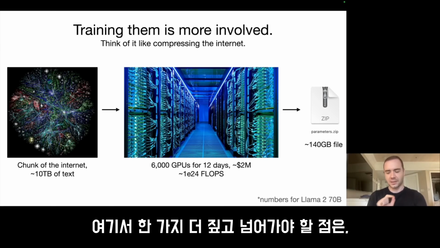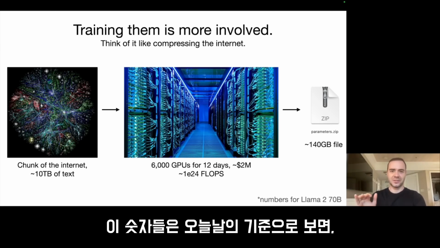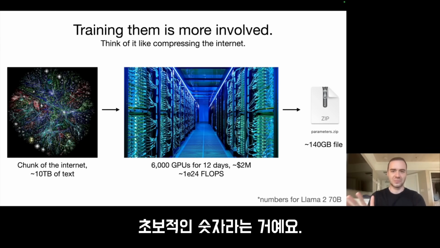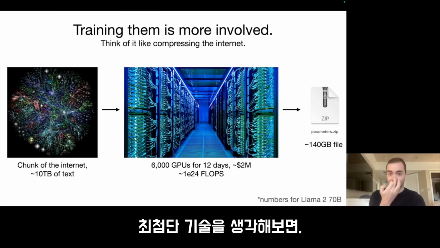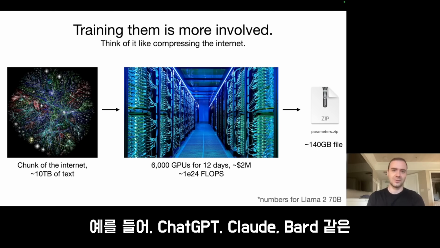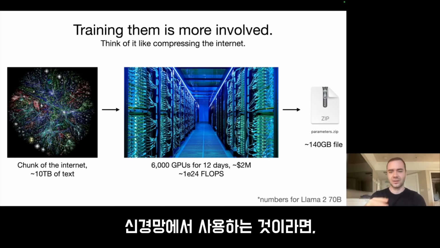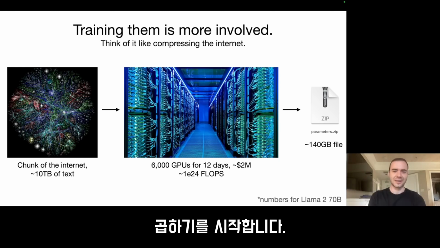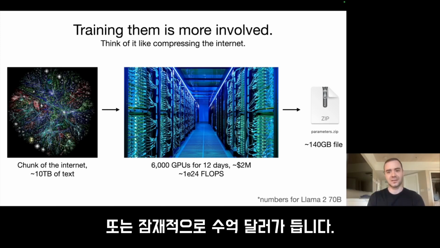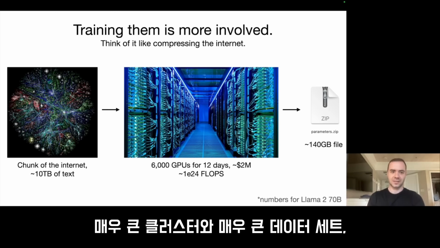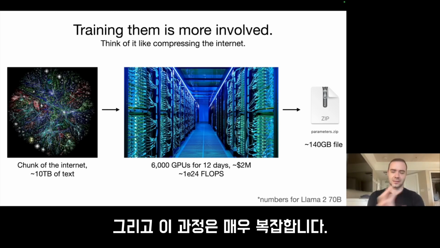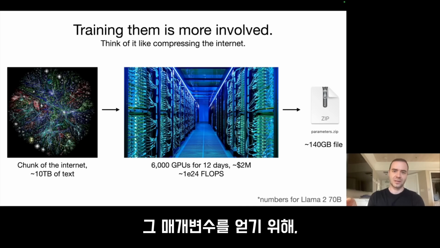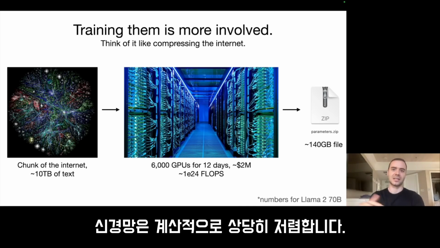The one more thing to point out here is these numbers are actually, by today's standards, in terms of state-of-the-art, rookie numbers. If you want to think about state-of-the-art neural networks, like say what you might use in ChatGPT or Claude or Bard or something like that, these numbers are off by a factor of 10 or more. So you would just go in and start multiplying by quite a bit more. And that's why these training runs today are many tens or even potentially hundreds of millions of dollars, with very large clusters, very large data sets, and this process here is very involved to get those parameters. Once you have those parameters, running the neural network is fairly computationally cheap.